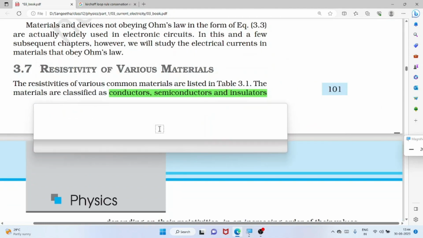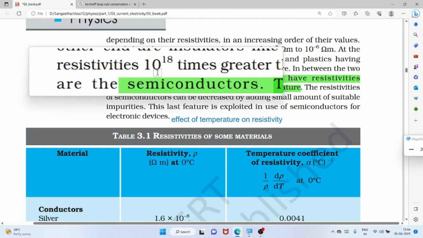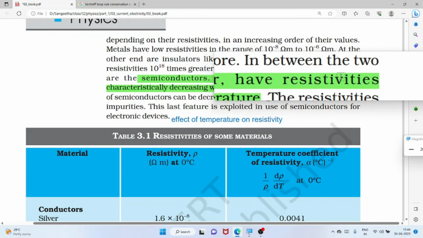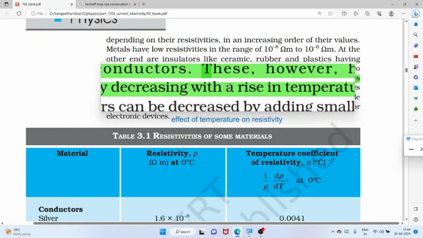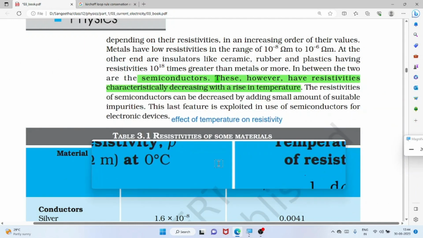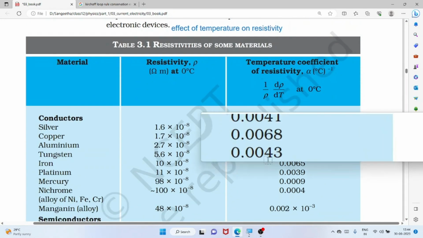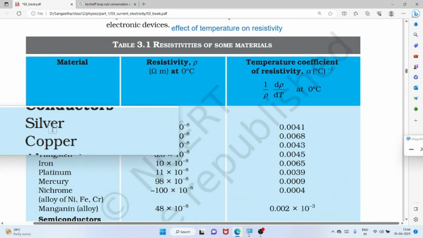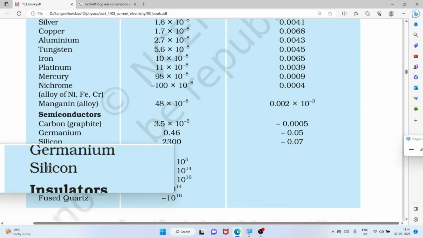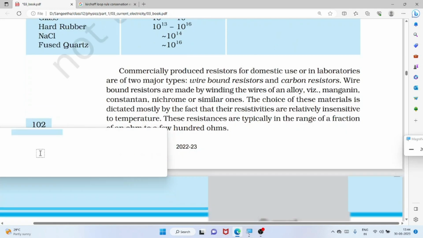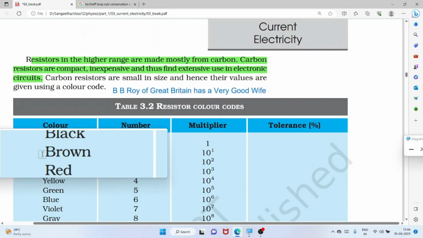Resistivity of the various materials for conductor, insulator and semiconductor. Semiconductors have low resistivity, decreasing with rise in temperature. Okay, semiconductors have low resistivity. Effect of temperature on resistivity for the conductors, for the semiconductors and for the insulators.